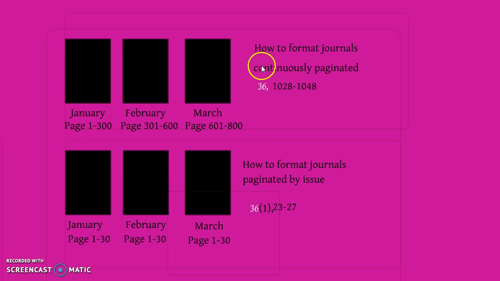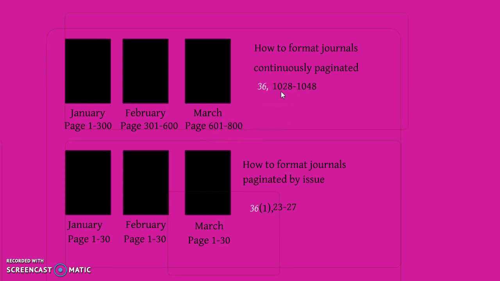So if something is continuously paginated, that means when each issue comes out, the page numbering does not start over again. So for example, we have January, February, and March. If the publication issue came out in January, if something is continuously paginated, it would go page 1 through 300. And then when the February edition comes out, it goes page 301 through 600. And so effectively, the pagination just continues through all the issues for one volume. And that's why we get really high page numbers sometimes for journal articles.